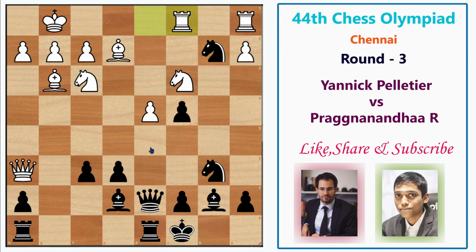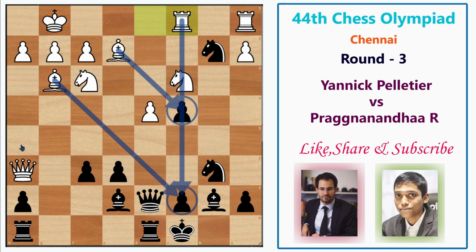Now if you look at this position, this e2 bishop is putting pressure on c4, and the g3 bishop is putting pressure on c7. Along with that, this rook is also joining the same thing, and white will try to increase the pressure along the c file with more pieces.